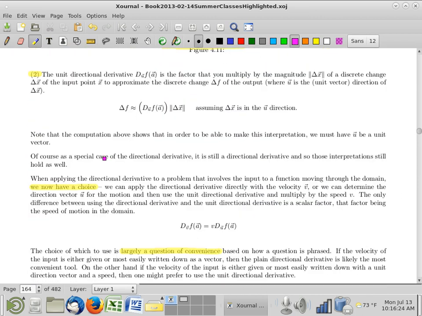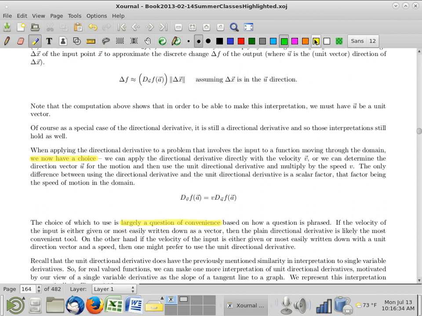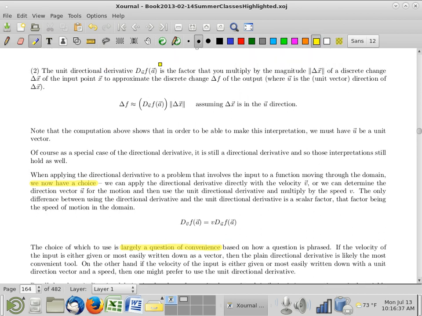Another interpretation, I'll come back to that picture in a second. The unit directional derivative, what did I use here? Okay, right. The unit directional derivative is the factor that you multiply by some sort of a discrete change in the input, specifically the magnitude, the distance of that discrete change, to get an approximation, to be fair, of the output.